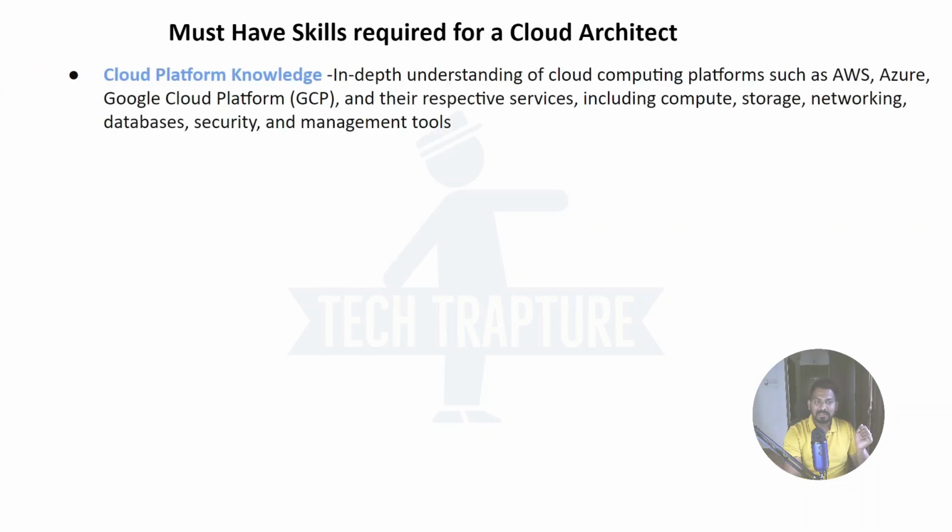So the first skill is cloud platform knowledge. If you want to become a Google Cloud architect, you should have knowledge of the Google Cloud platform. If you want to be an AWS solution architect, you should have a complete understanding of AWS in all compute, storage, network, database and all services. You should at least understand each service, when to use which service and how to implement a solution on that particular cloud platform. So that is a must-have skill. Without knowing all services, you cannot work as a cloud architect.